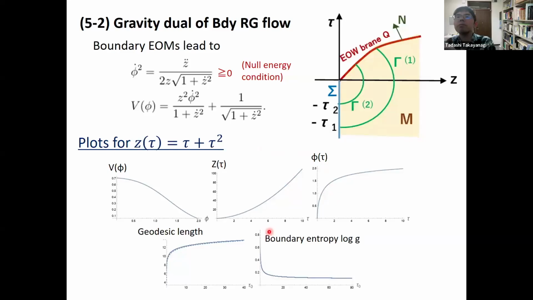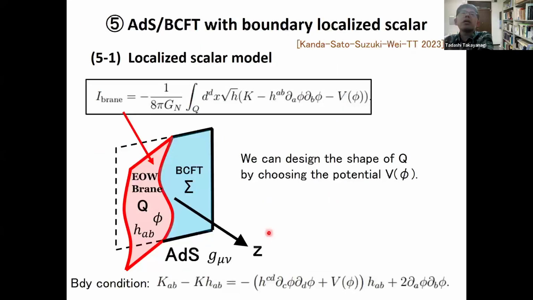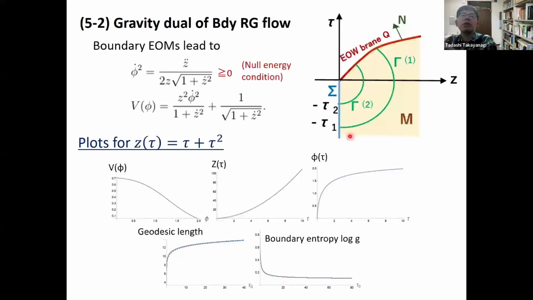This scalar field is very important. In the presence of the scalar field, I'm talking about the AdS3 case, the equations of motion are summarized into two very simple equations. And here is one solution. So we are talking about this kind of setup. This is an extra dimension, and this is a BCFT living in the lower half plane. And this is the end-of-the-world brane.